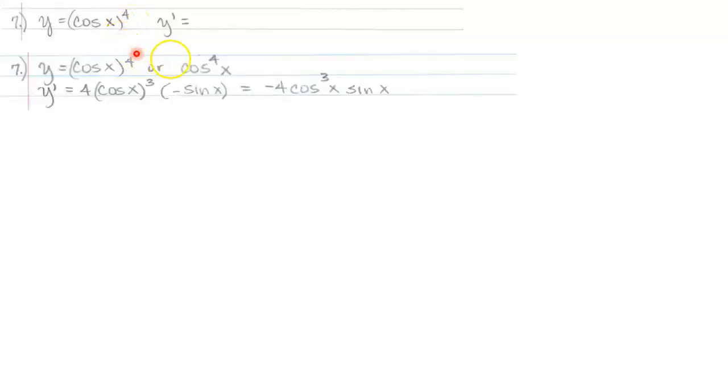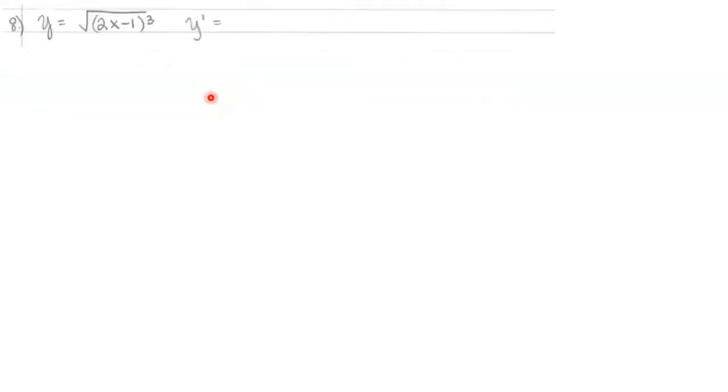Then for 7, I have cosine x to the 4th. Now another way that they might write that would be like this. That also means that the entire cosine x is being raised to the 4th power. So anything to the 4th power is going to be 4 that thing to the 3rd power times the derivative of that thing. And the derivative of cosine is negative sine. So this is derivative of the outside. This is derivative of the inside.